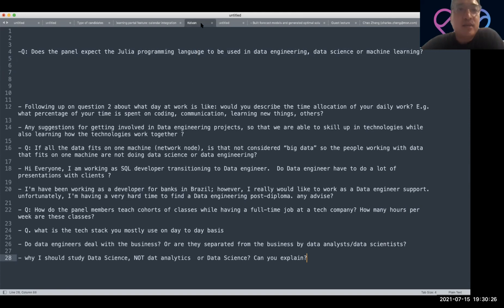Cool. So next question, does the panel expect the Julia programming language to be used in data engineering, science, or machine learning?